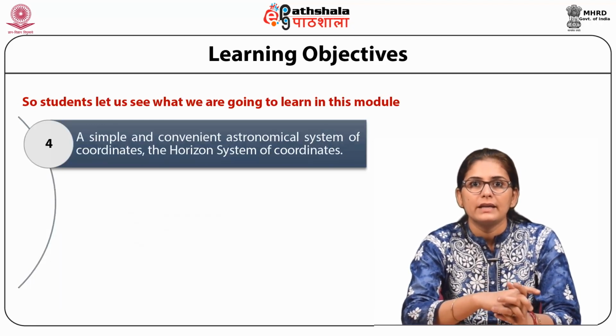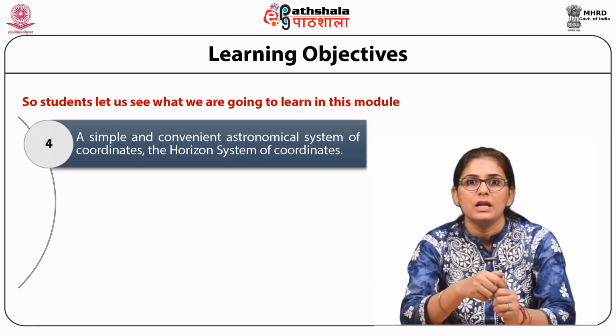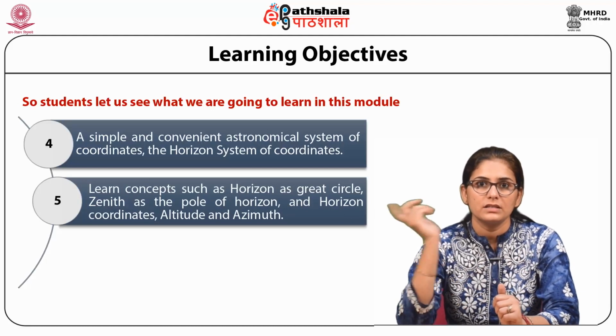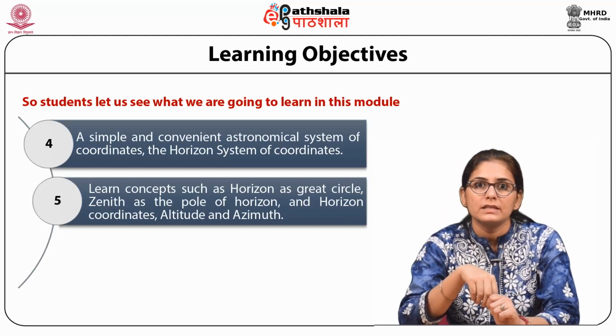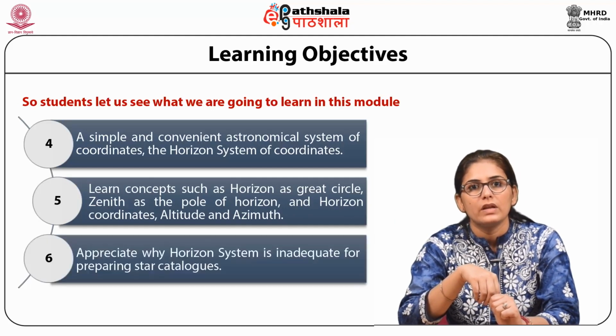Understand a simple and convenient astronomical system of coordinates, the horizon coordinate system. Learn concepts such as the horizon, the great circle, zenith, the pole of horizon and horizon coordinates, altitude and azimuth. We will appreciate why the horizon system is inadequate for preparing star catalogs.